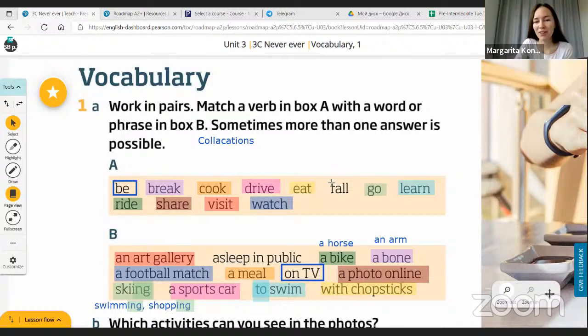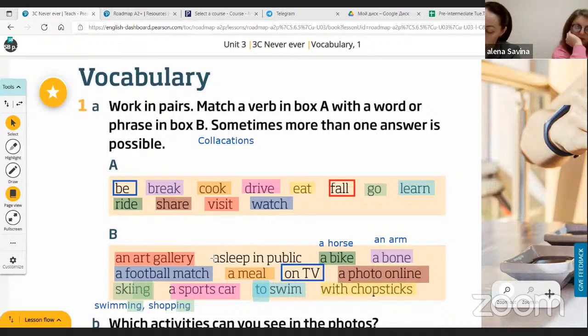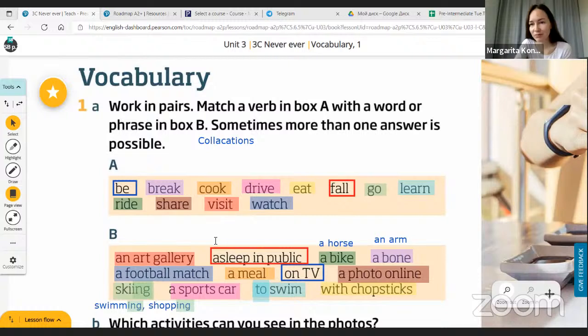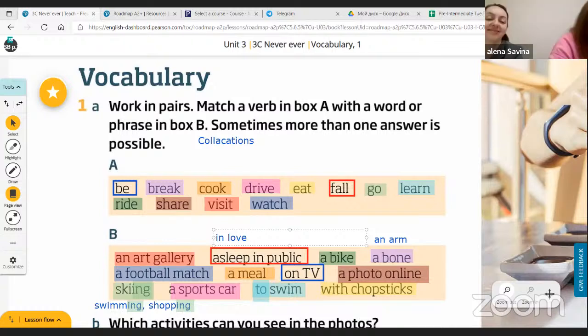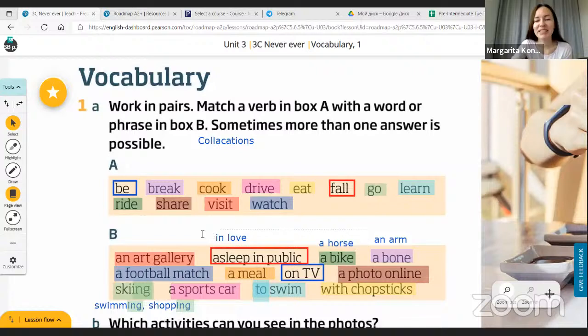And fall. Asleep in public. Yes, which means? Уснуть. Уснуть где-то на людях. Yeah? Fall asleep. Ну и давайте все-таки напишем, да, in love, чтобы его помнить. Fall in love. Да? Влюбиться в кого-то.